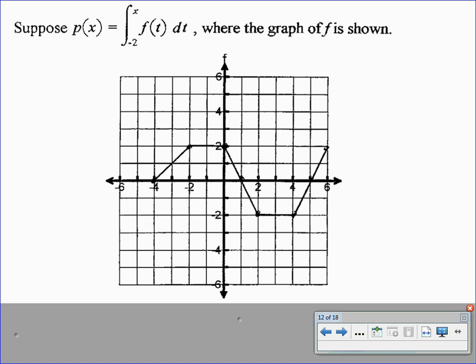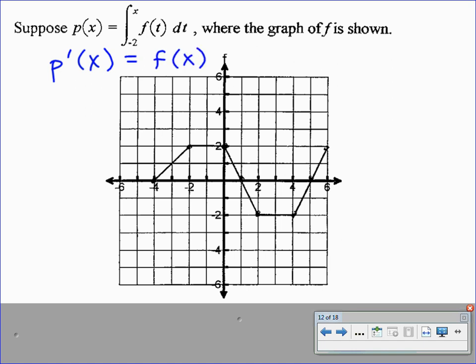Suppose that p is given by an integral defined function, the integral from -2 to x of f of t dt, where the graph of f is shown. We know from the Fundamental Theorem of Calculus Part 2 that if p is given by the integral of f, then p prime of x is what? Well, it's my integrand function with my independent variable substituted in. So if p is the integral of f, then p prime is f.